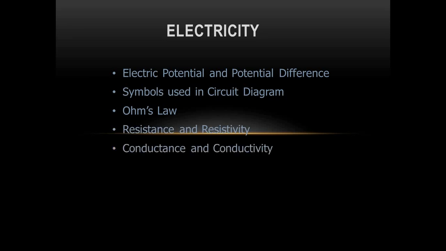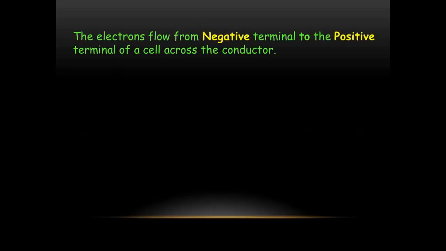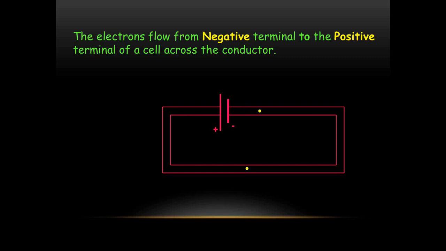So we already know electric current. It is the flow of charges. The electrons flow from the negative terminal to the positive terminal of a cell across the conductor. It is also a well known fact that the electron is an atomic particle carrying a negative electric charge. Electrons exist in all atoms and can be detached from the atoms of certain elements quite easily. That means some of the electrons can be removed from the valence shell by supplying a small amount of energy. These are known as free electrons.